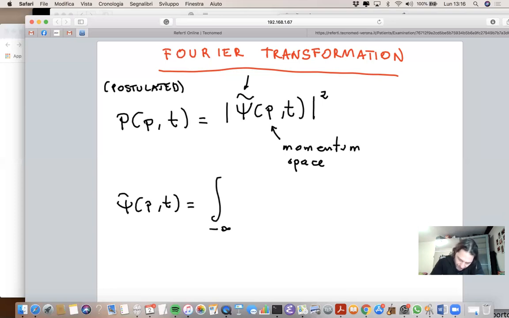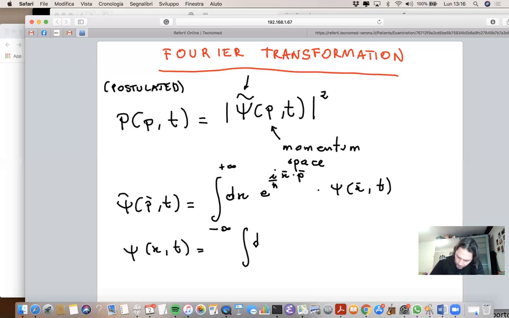Well, this is the postulate part of it. It's an integral from minus infinity to plus infinity of dx, e to the i x dot p over h bar, times psi of x, t. And similarly, I can go from the psi tilde to the psi of x by a similar equation. Let's do this for one dimension.